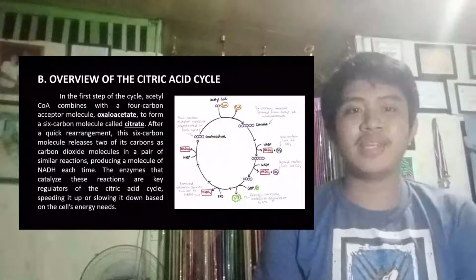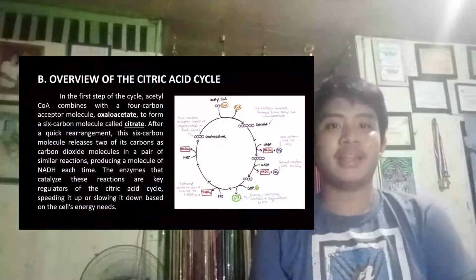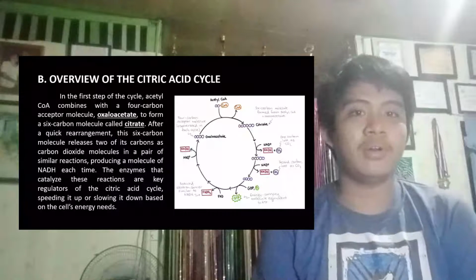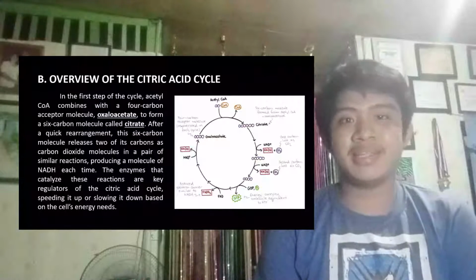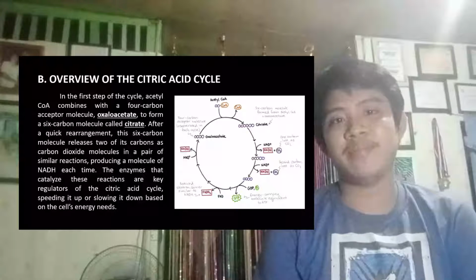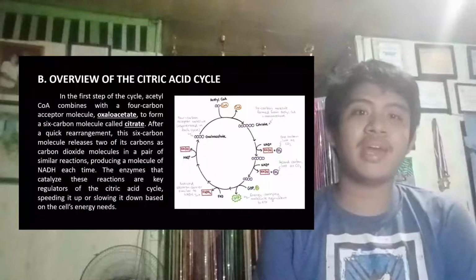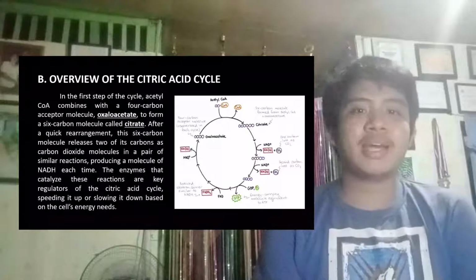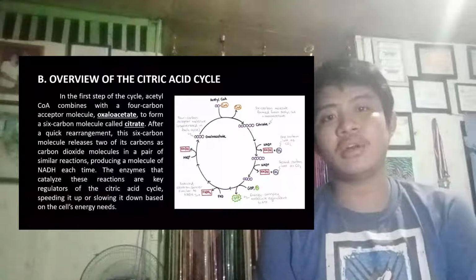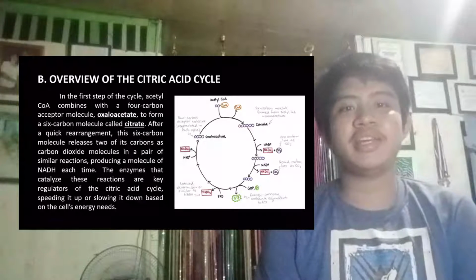In the first phase of the cycle, acetyl CoA combines with oxaloacetate, a 4-carbon acceptor molecule, to produce citrate, a 6-carbon molecule. Following a rapid rearrangement, the 6-carbon molecule releases 2 of its carbons as carbon dioxide molecules in two separate processes, each yielding a molecule of NADH. The enzymes that catalyze these processes are important regulators of the citric acid cycle, speeding up or slowing it down depending on the energy needs of the cell.